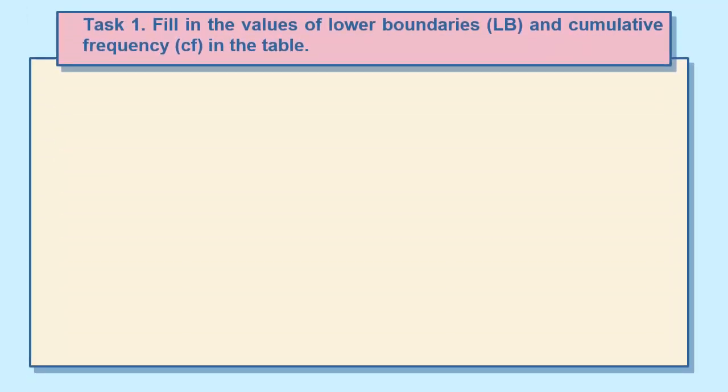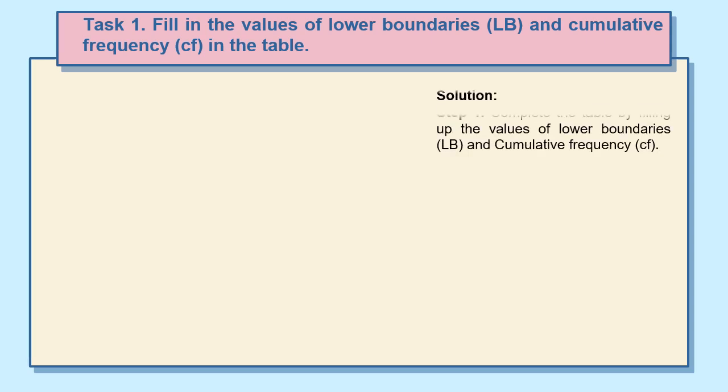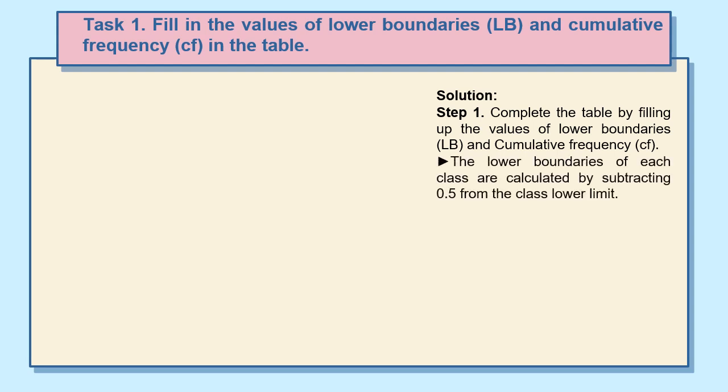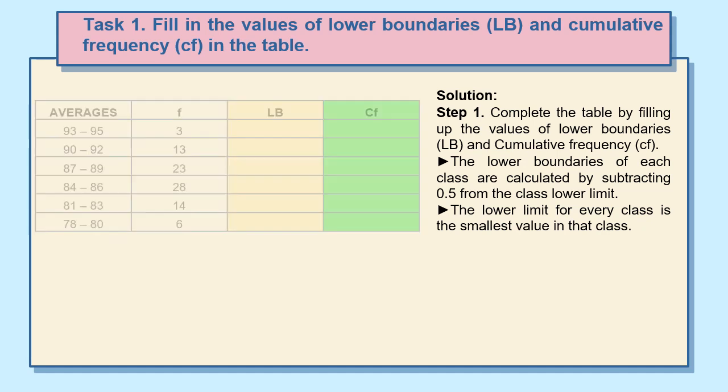The first task is to fill in the values of lower boundaries LB and cumulative frequency CF in the table. Solution. Step 1. Complete the table by filling up the values of lower boundaries LB and cumulative frequency. The lower boundaries of each class are calculated by subtracting 0.5 from the class lower limit. The lower limit for every class is the smallest value in that class.